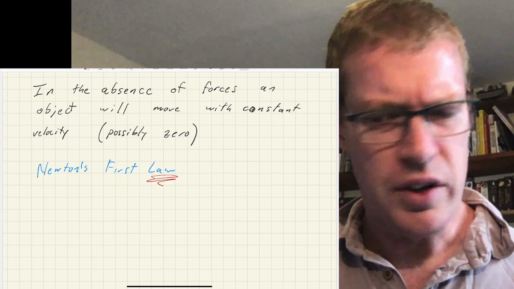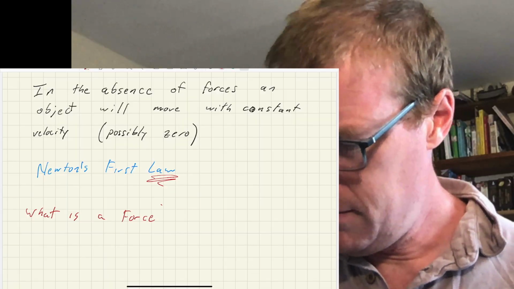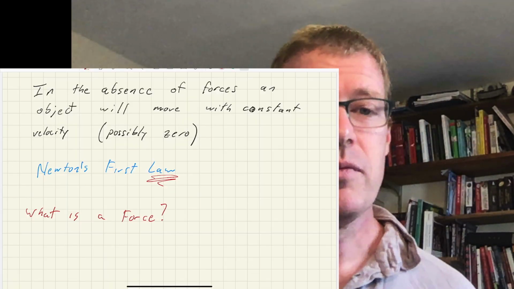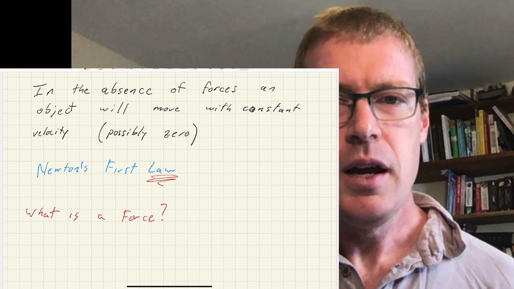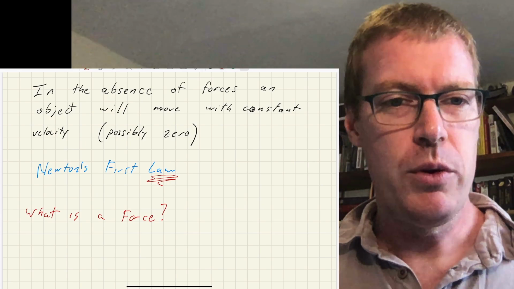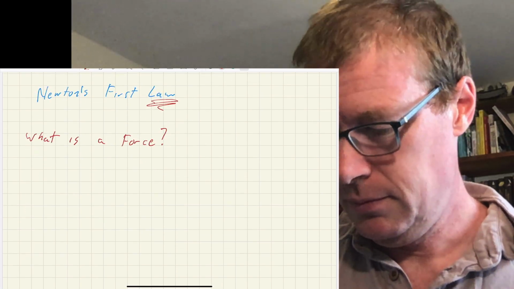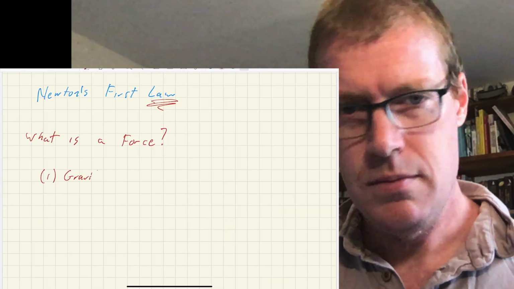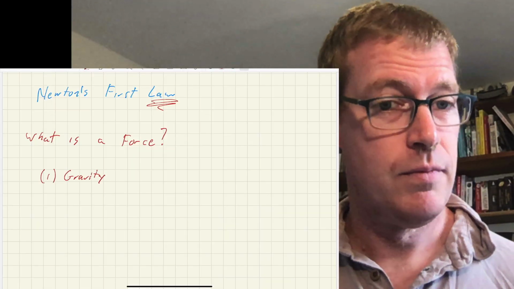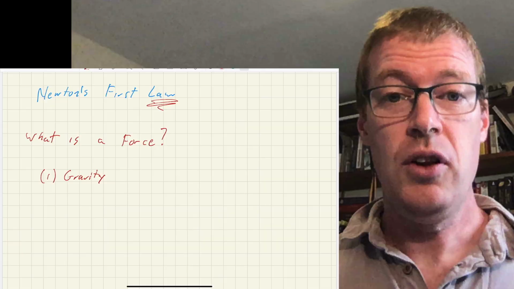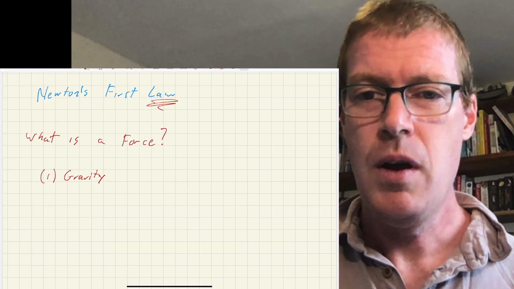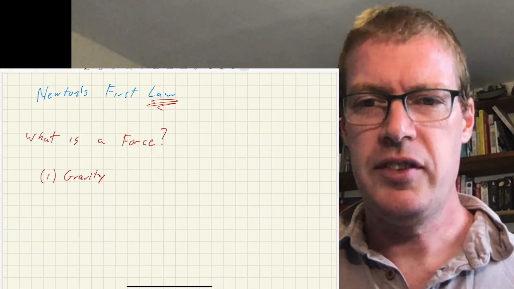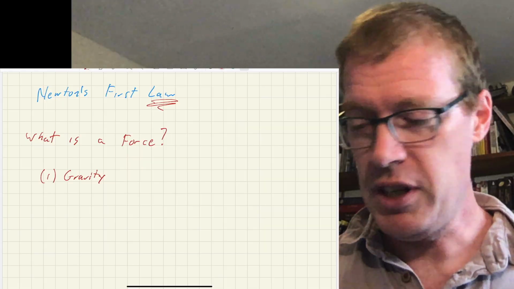So what then is a force? Somewhat tautologically, a force is something that makes an object accelerate. Examples we thought quite a bit about in this course already are gravity. An object in freefall accelerates. Ergo, there's a force. This we will understand as a long-range force between the Earth and the object.